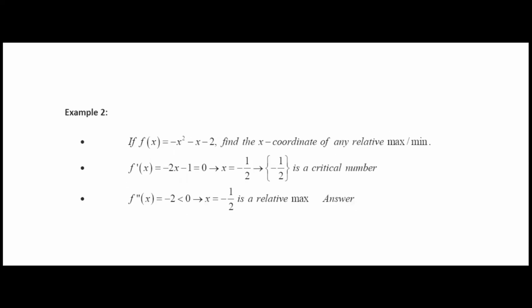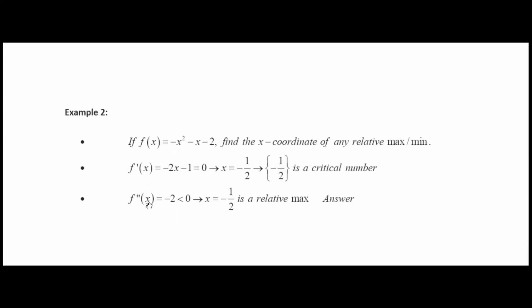Example 2. F of x is minus x squared minus x minus 2. And again, we want to find the x coordinate of any relative max mins. So we'll take the first derivative, we get this. We set it equal to 0, we get this. It's my critical number. There's no way the first derivative doesn't exist. It's my only critical number.